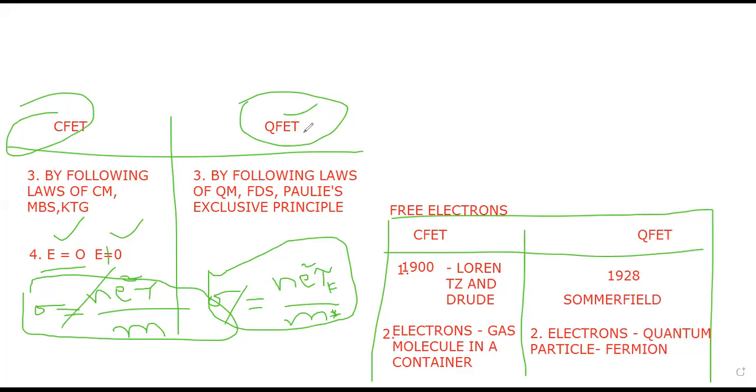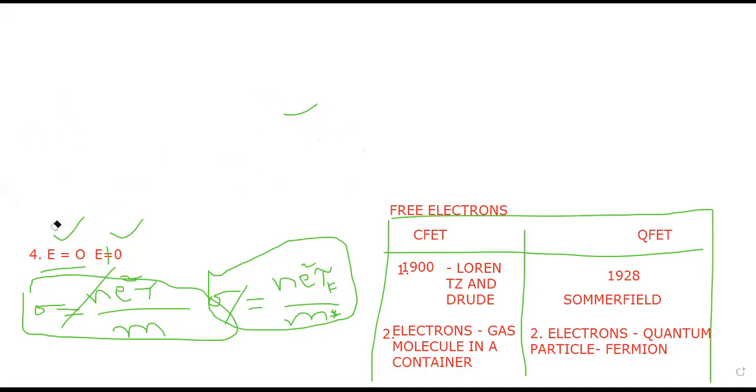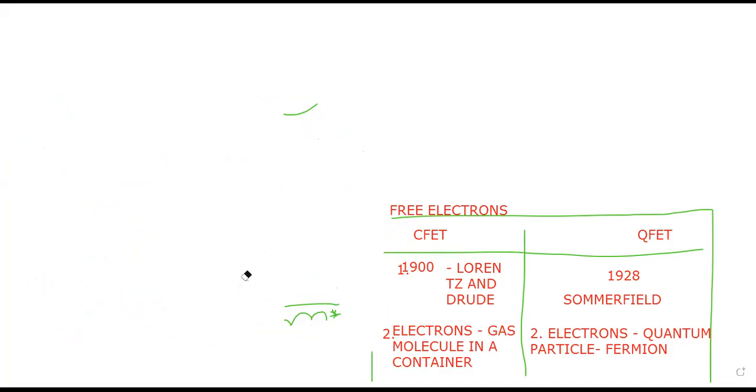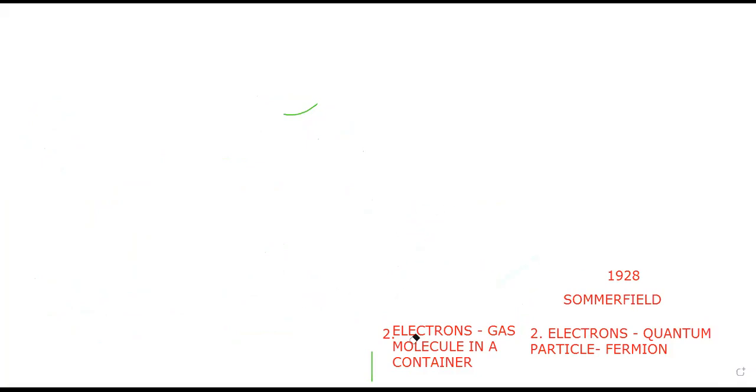From the beginning of the class, we discussed the comparisons and differences between classical free electron theory and quantum free electron theory. Because classical free electron theory has some drawbacks, Sommerfeld introduced quantum free electron theory to overcome them. These are the basic differences. Today we are moving to another topic in this chapter, that is the origin of energy bands in a solid.